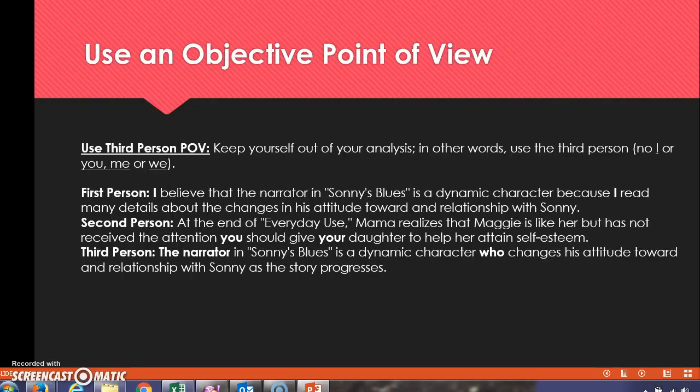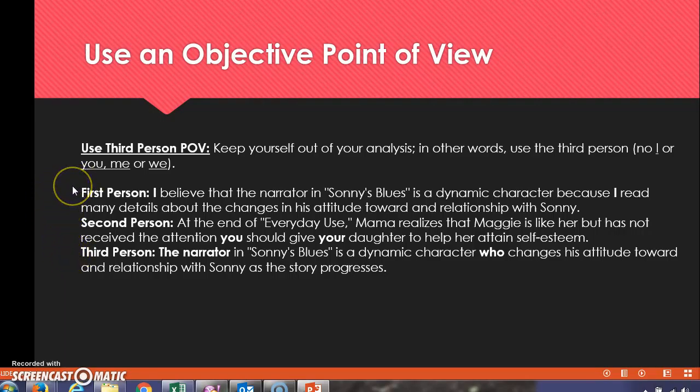Lastly, when you're writing a strong paragraph response, you want to use an objective point of view. When you're using an objective point of view, you need to write in third-person point of view. Keep yourself out of your analysis. In other words, use the third person. No I, you, me, or we. And down here I have a couple of examples of the other different forms of point of view.